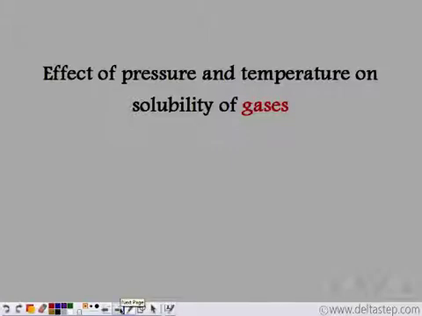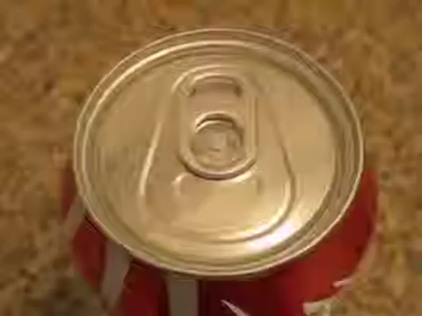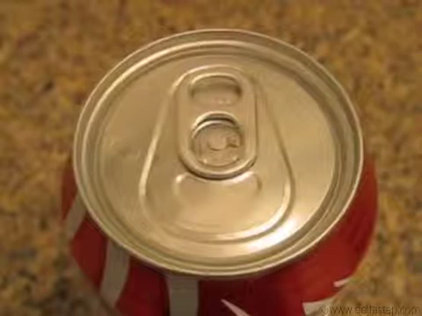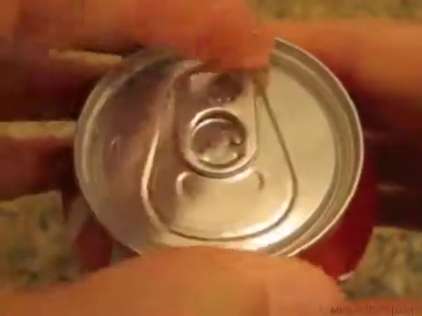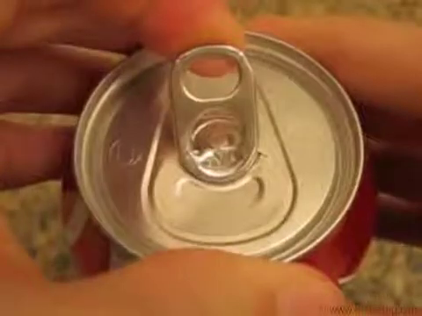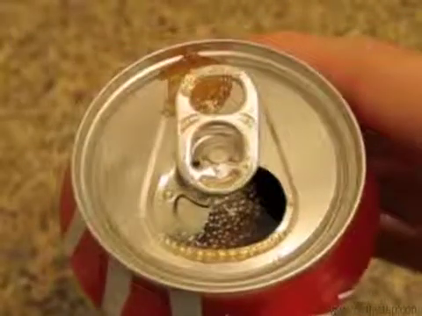Let's see how pressure and temperature affect the solubility of gases. We know that pressure has to remain in equilibrium. That is, the external pressure should always be equal to the internal pressure for any particular surface. So, what happens when you open a can of a cold drink? You see that as soon as you open a can, bubbles of a gas escape. You see fizz coming out.